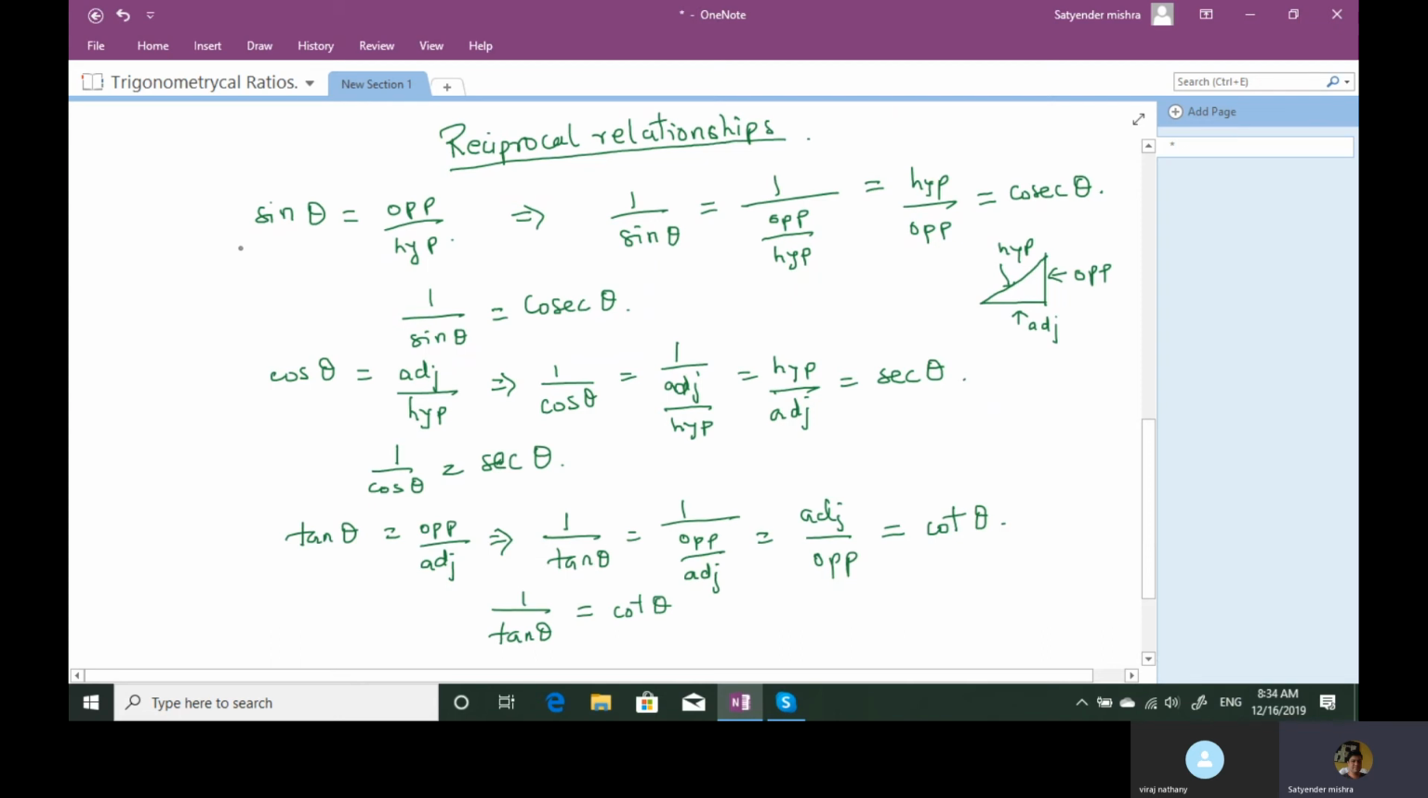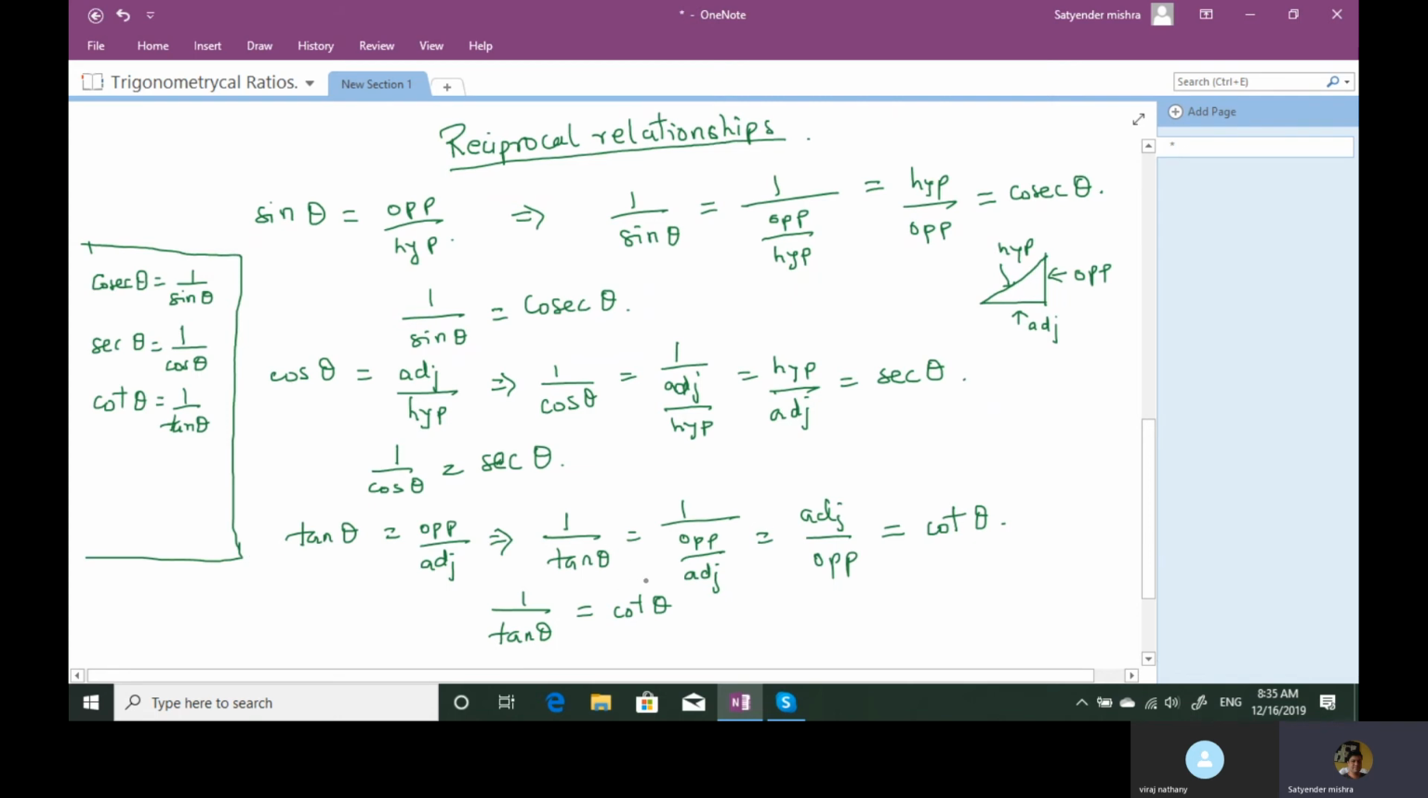So we can draw the reciprocal relationship over here. Cosec theta is equal to 1 by sin theta, right? Sec theta is equal to 1 by cos theta, and cot theta is equal to 1 by tan theta. Right. So these are the relationships.